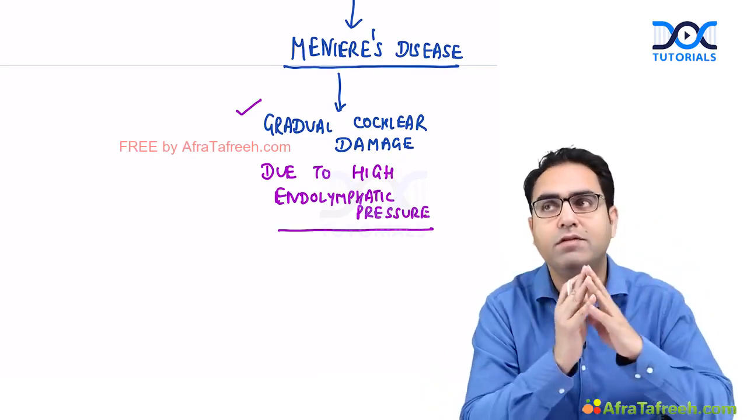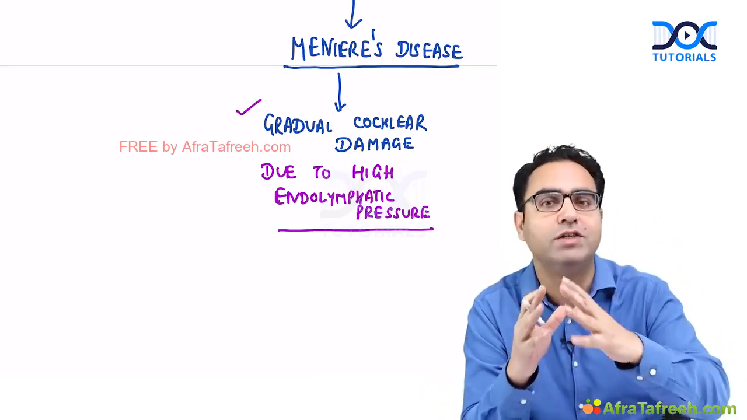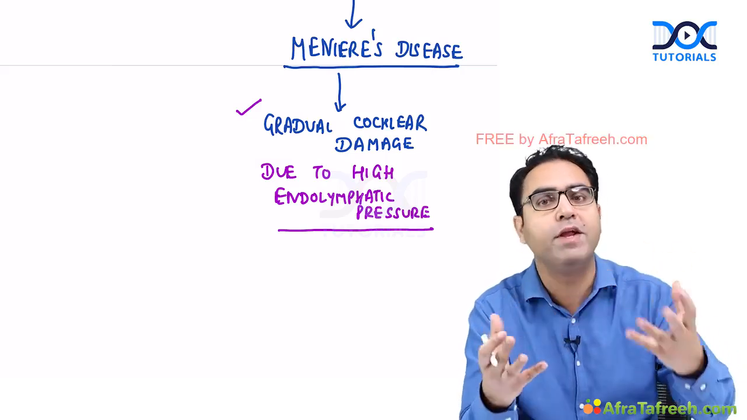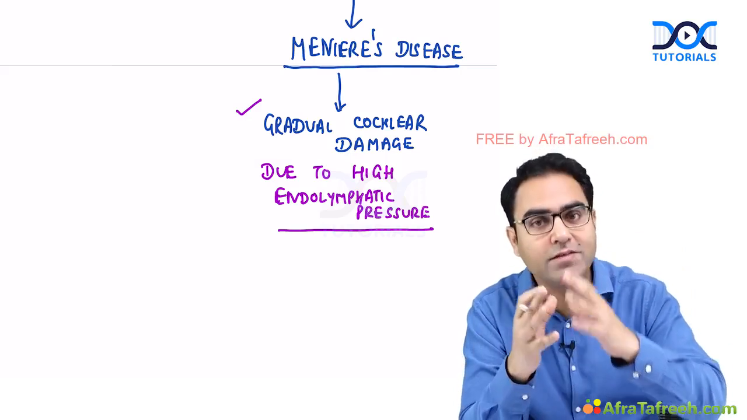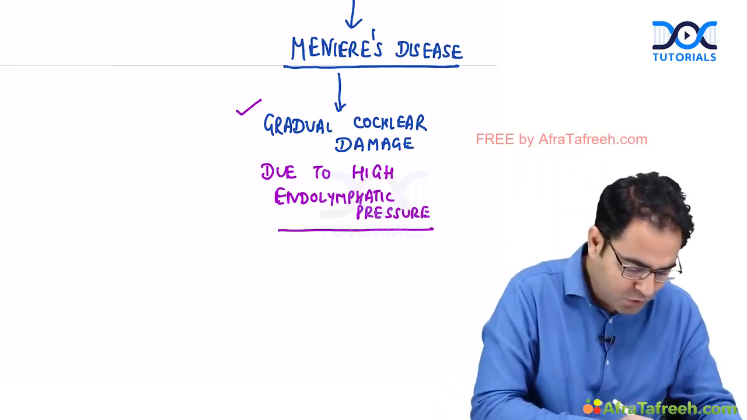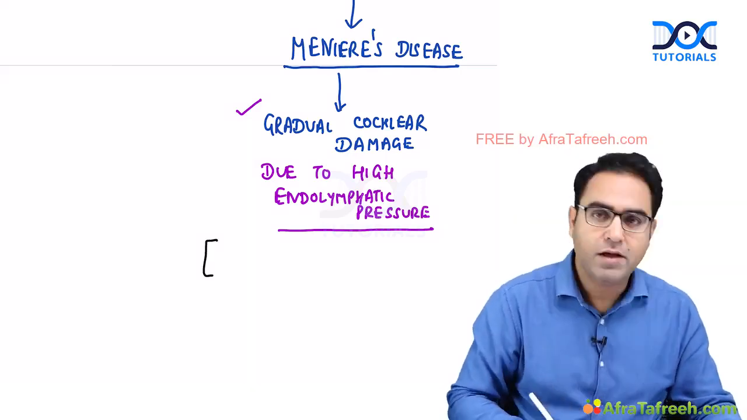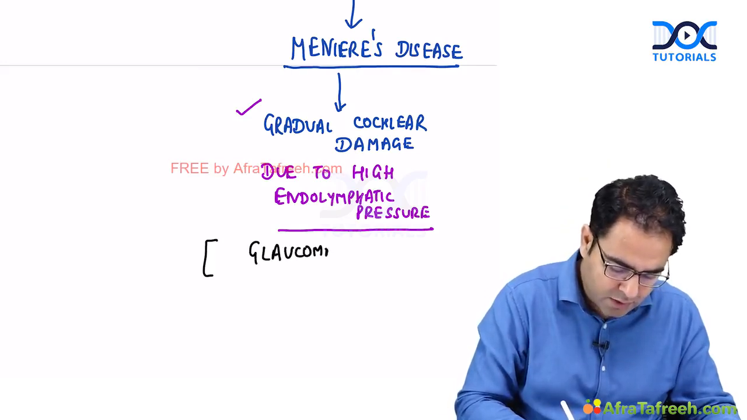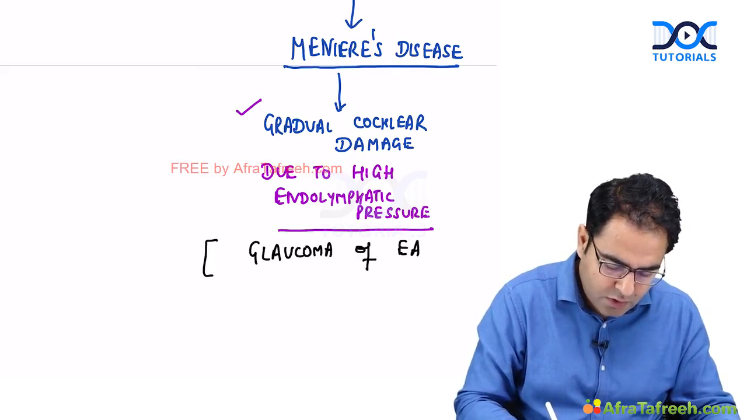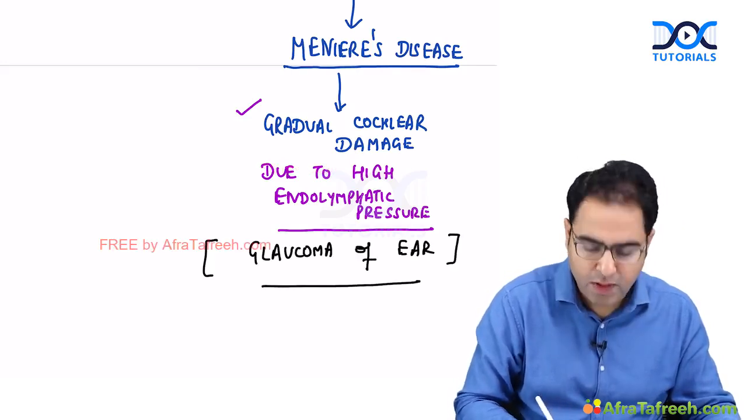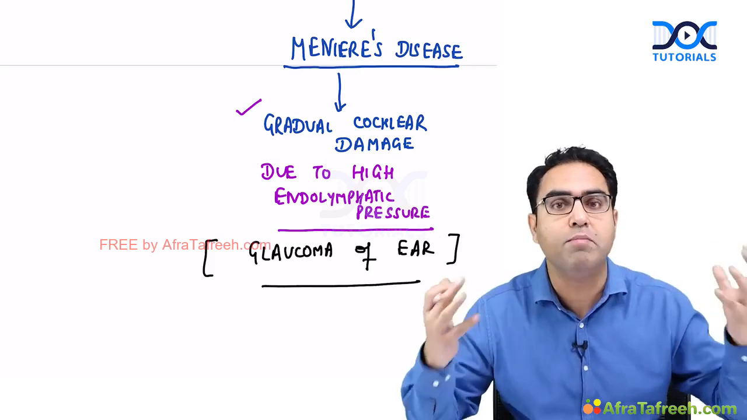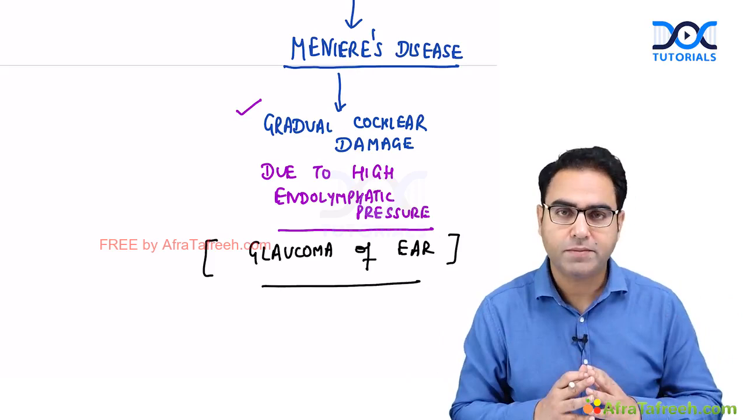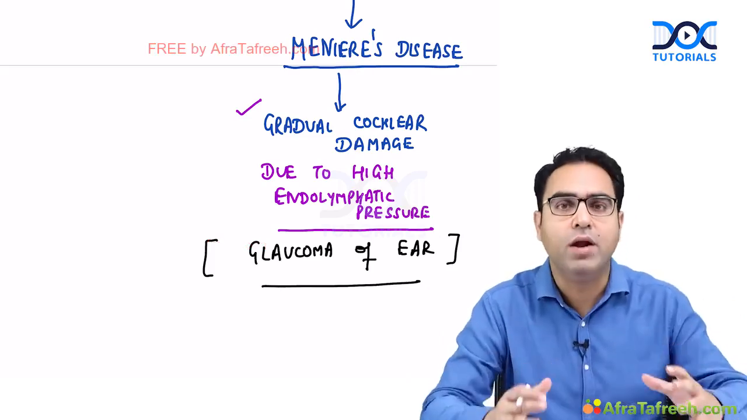Guys, can you think of any similar disease in ophthalmology where high intraocular pressure starts damaging the optic nerve? Yes, it is glaucoma. So to summarize the concept, I can say Meniere's is glaucoma of the ear. So that you start making a clinical concept around what is the basic meaning of Meniere's. So just imagine Meniere's is glaucoma of the ear. So this is about the endolymph.